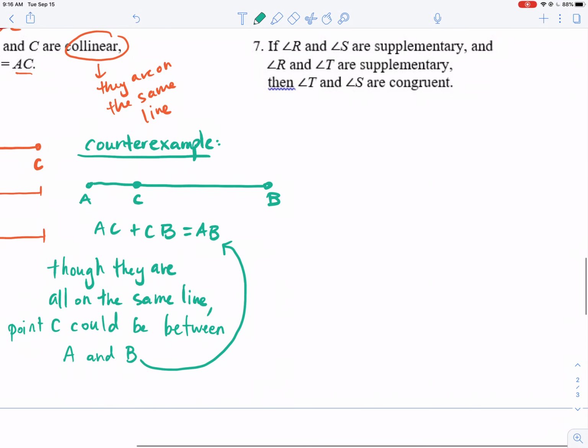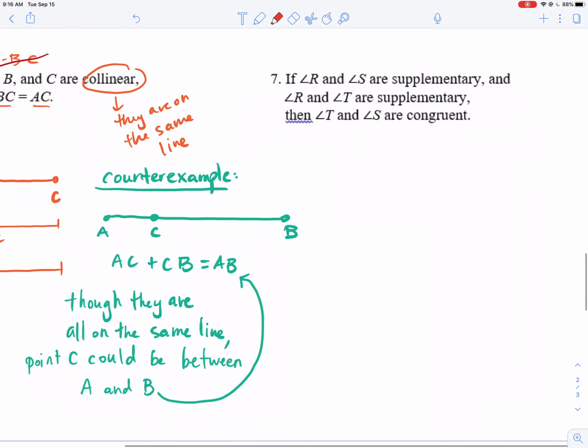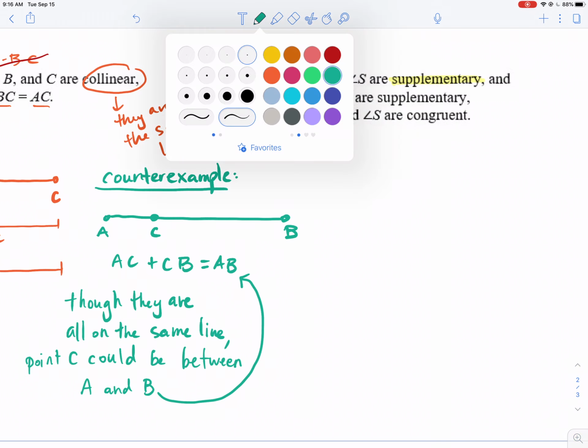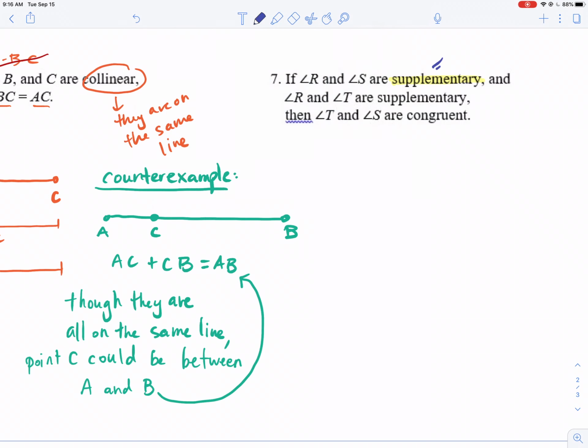Number 7. If R and S are supplementary. So we need to remember from this word supplementary, what does it mean when angles are supplementary? What does that word supplementary mean? It means that they are going to add up to 180 degrees.